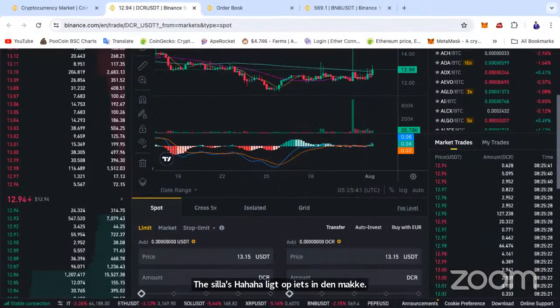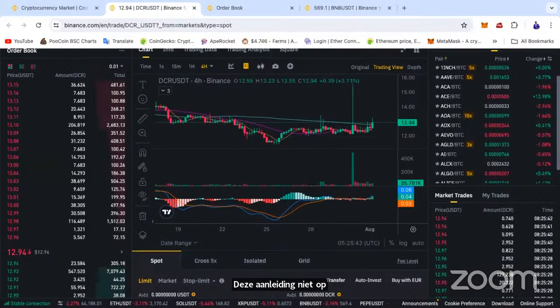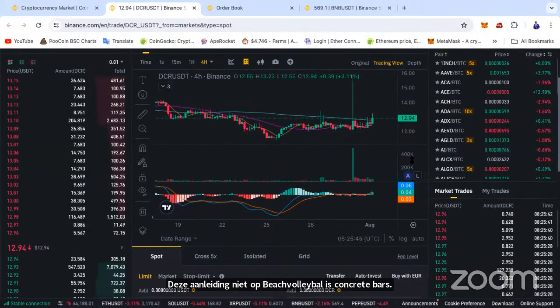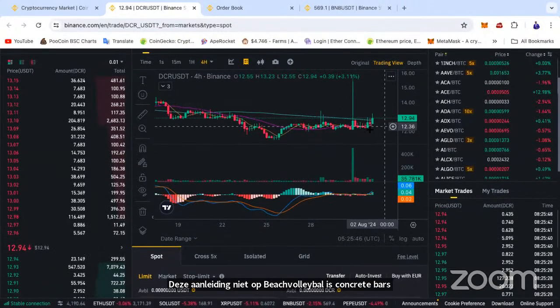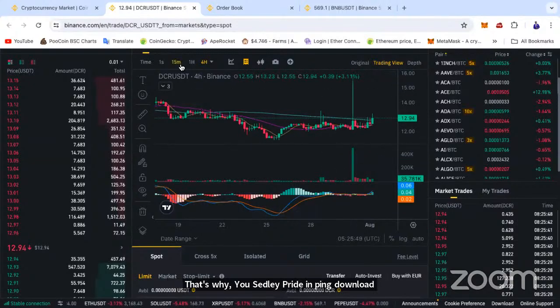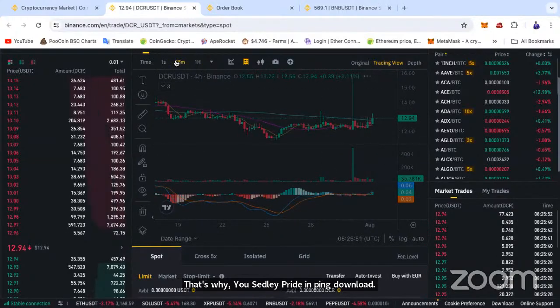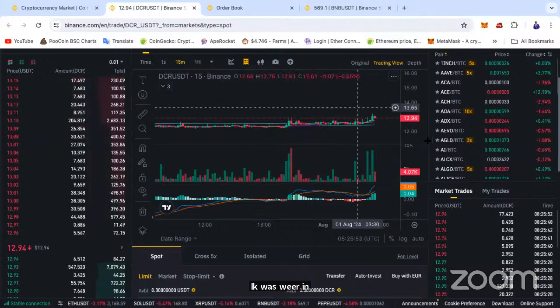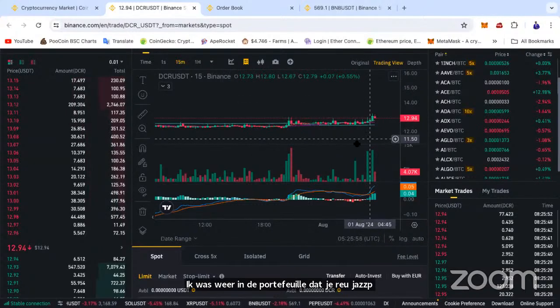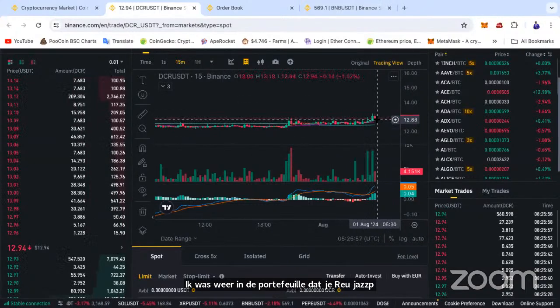The sellers are a little bit in the market compared to the buyers. And that's why you see the price is coming down a little bit, because we are in the 4-hour time frame. But if we just go to the 15 minutes time frame, you'll be getting a different perspective. So the sellers are a little bit back in the market.